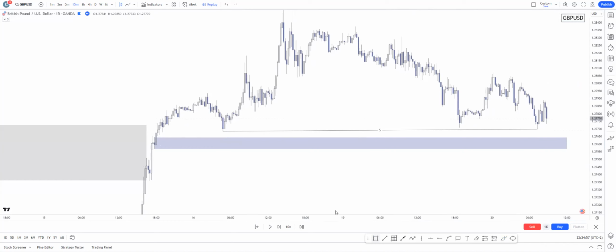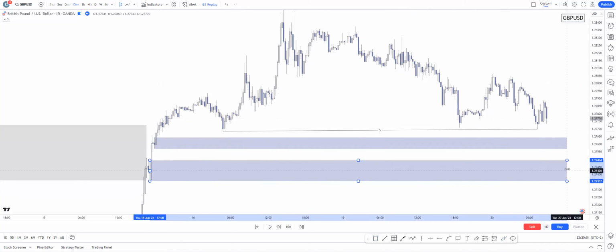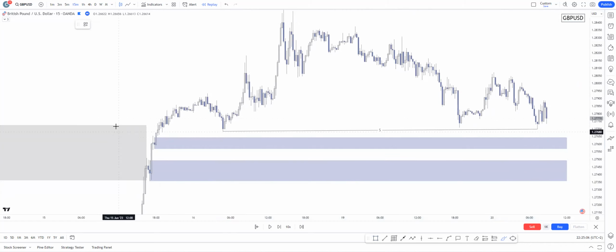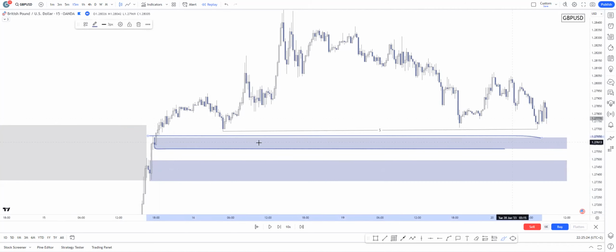Below this demand area, there is another 15-minute demand, which is technically the extreme of the 4-hour supply breaking movement. So as you can see here, the mitigation happened. And after this mitigation, price has reacted a bit. But after this reaction, price had just broken through this 4-hour supply area. And the break directly happened from the last recent demand area.